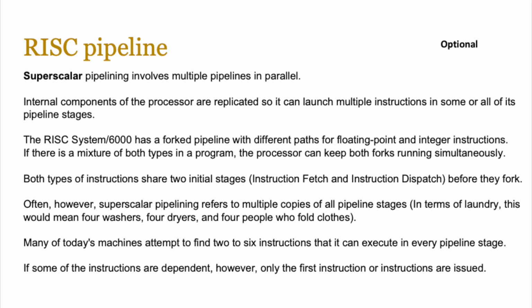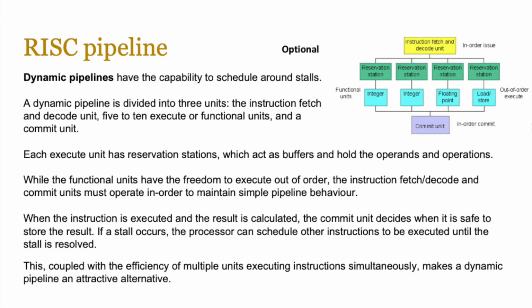If some of the instructions are dependent, however, only the first instruction is issued and the rest have to wait once the first instruction is actually executed. And this is where you end up having a stall, and then somebody clever came along and said, well, why not have dynamic pipelines which have the capability to schedule around stalls, and that becomes even more complicated.